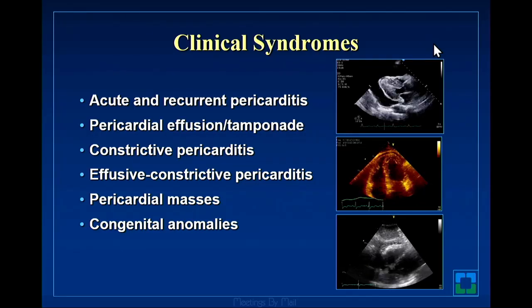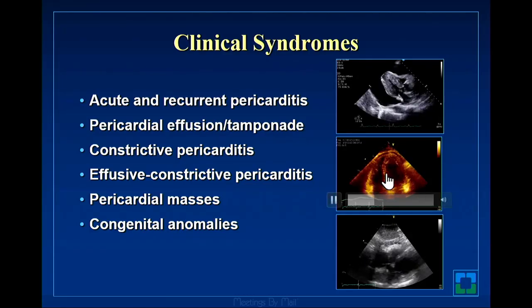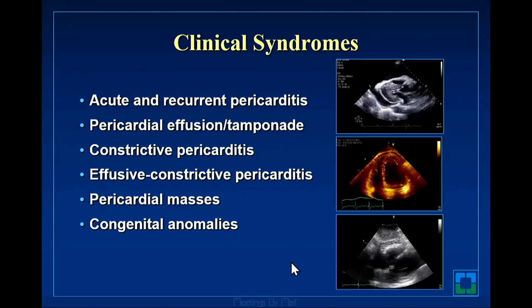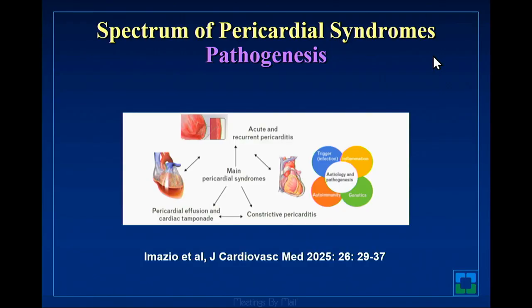In pericardial disease, there's many syndromes. So these are the choices. Acute and recurrent pericarditis. Here's effusion tamponade, constriction, effusive constriction. See the septal bounce. Here's lymphoma, pericardial masses, and congenital absence of the pericardium. When we look at pericardial disease, we want to look at the pathogenesis. So we mentioned some of the syndromes, but you have to look at the etiology. What is the trigger? Is there inflammation? Is there autoinflammation or autoimmunity? And what are the genetics? All coming into that signal to give those different syndromes.